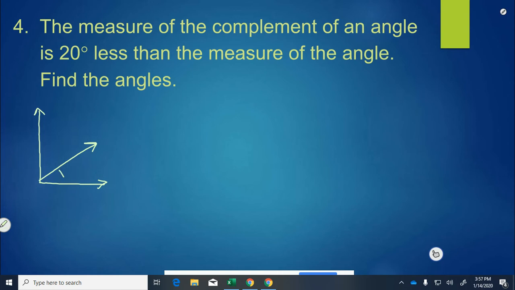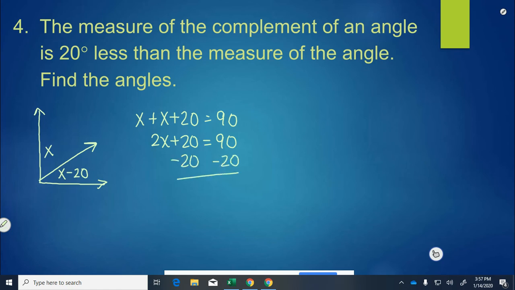So one is x minus 20, and the other is x. Together, they add up to 90. So that's x plus 20 equals 90, or 2x plus 20 equals 90. Subtract the 20, and 2x equals 70. Divide by 2, and x equals 35. So now we have our x. So this is 35 degrees.